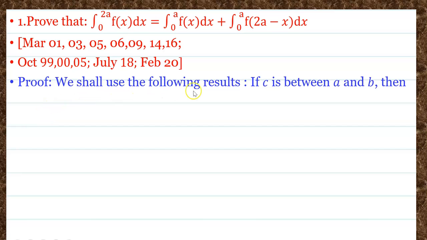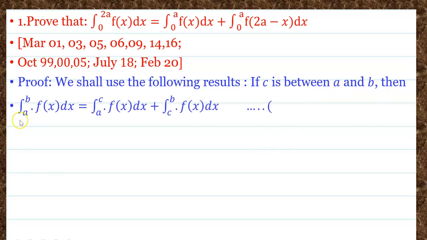We shall use the following result. काय रिझल्ट आहेत? If C is between A and B, then integral A to B f of x dx is equals to, आता C is between A and B, then we can write here this integral, that is integral A to B f of x dx is equals to integral A to C f of x dx plus C to B f of x dx. This is equation number 1.